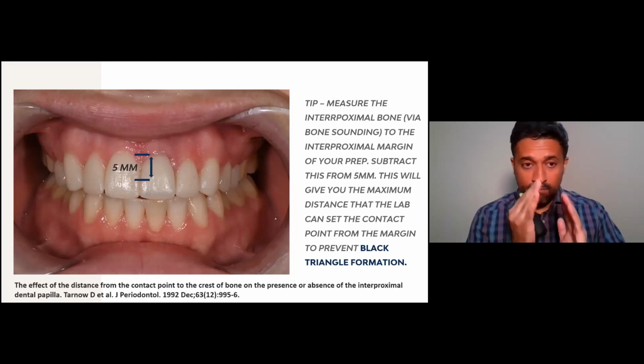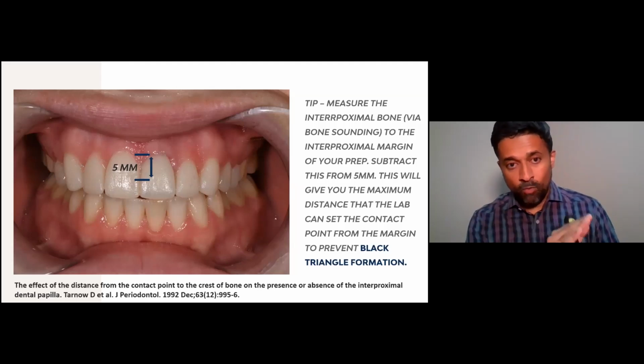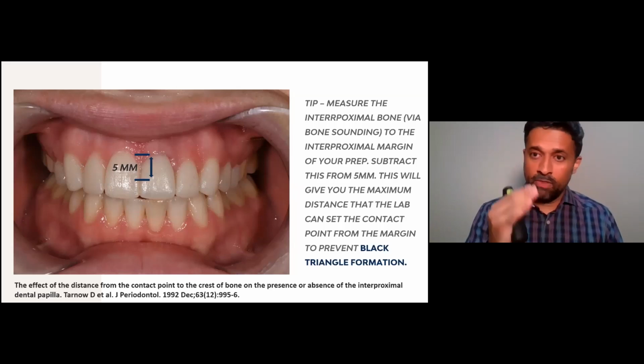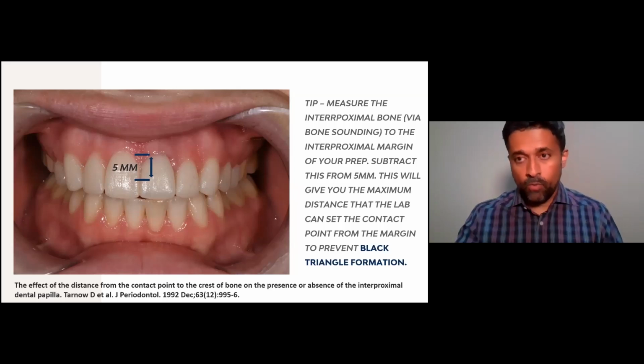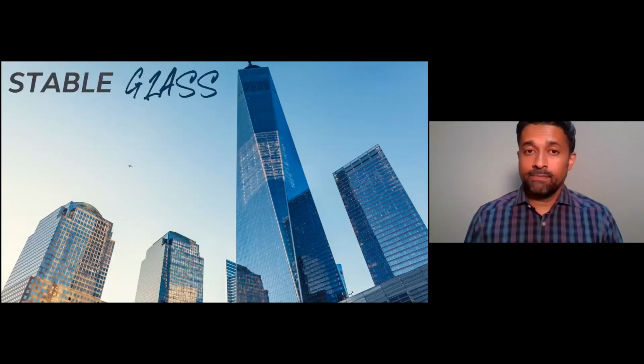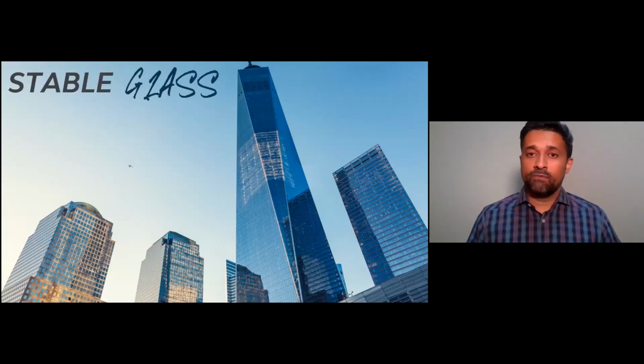And I do that for every single one, from the 1-4 all the way to 2-4. So 1-4 mesial, 1-3 distal, 1-3 mesial, 1-2 distal, all the way across. Okay, because I want to make sure that the papilla heals well. So now we're into the final stages, the stable glass, creating the restorations that hopefully are going to be predictable and last.